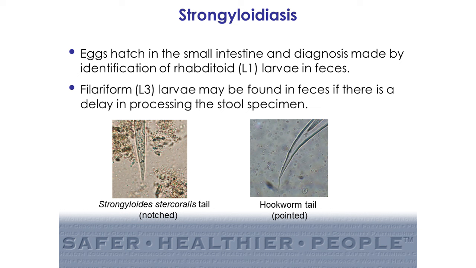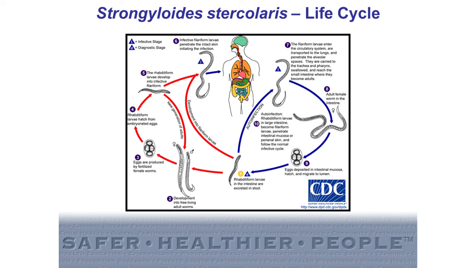If stool processing is delayed, the L1 larvae that is passed in stool may develop into the filariform larvae. These can be distinguished from hookworm larvae by their notched tail, as seen here, as opposed to the hookworm tail, which is extended and long. Here again, we're going to move faster because I see we're running short of time.